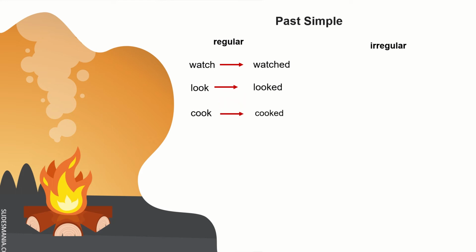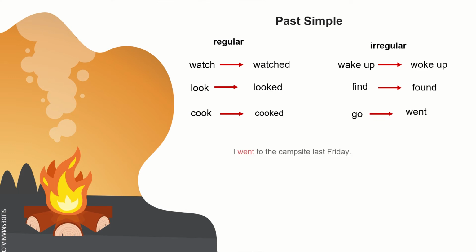Of course, we have some irregular verbs also, like wake up. Wake up becomes woke up. Woke up in the past. Find becomes what in the past? It becomes found. We have go. Go, as you know, becomes went. We have some examples here.